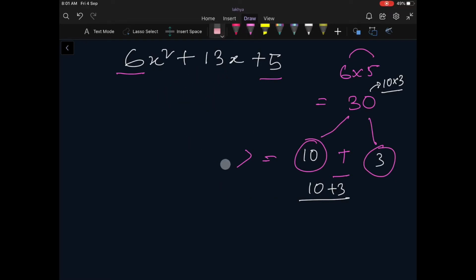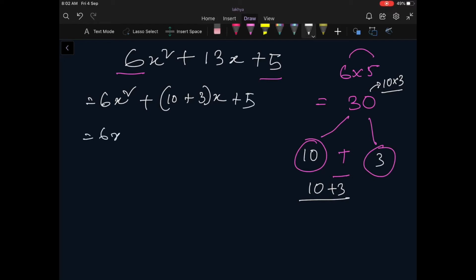So that's how we can factorize. Now let me show you. 6x square, now split the middle term as 10 plus 3 into x plus 5. So here you see, now 6x square plus 10 into x, here we will get 10x, and 3 into x we get 3x.